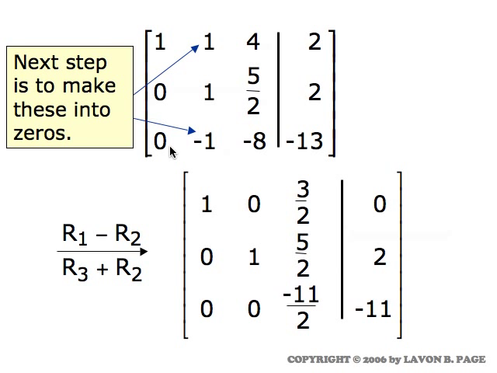When we come up here and do row 3 plus row 2, 0 and 0 is 0. Minus 1 and 1 is 0. Minus 8 and 5/2, that's minus 16/2 plus 5/2, which is minus 11/2. And minus 13 plus 2 is minus 11. So we've now finished with the second column. The second column is exactly the way we want it.